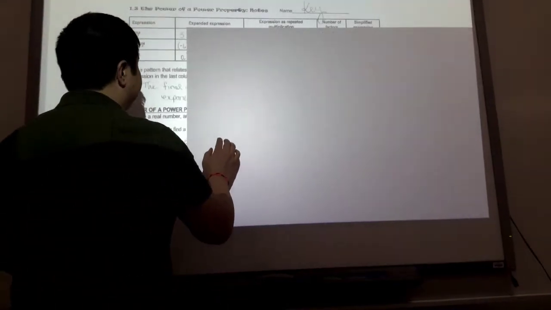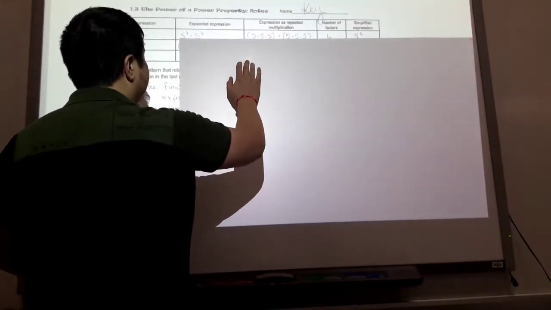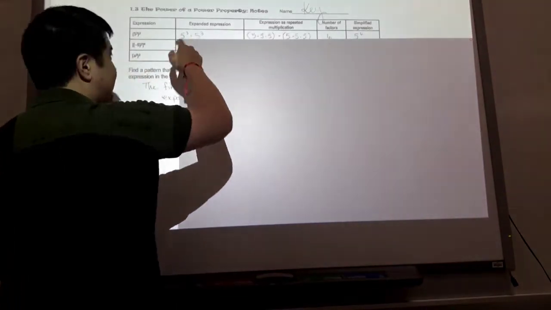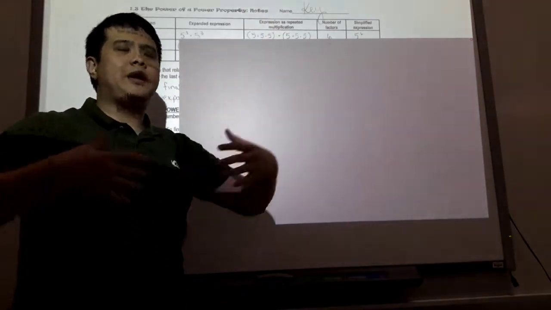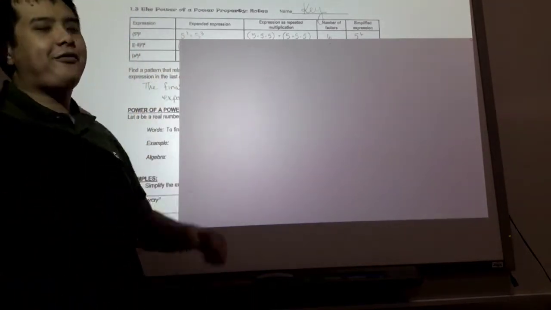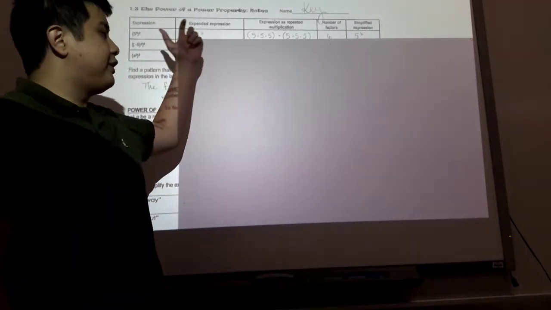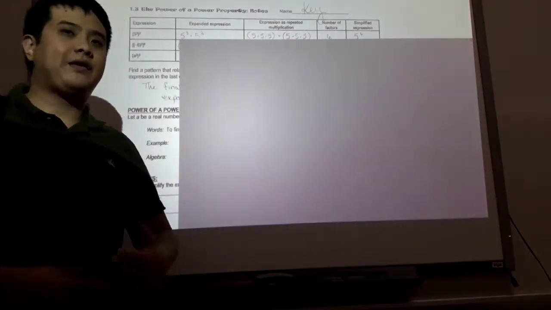So that is 5 to the third times 5 to the third. Over here, we're going to spread it out so that we can see exactly what is going on inside that. So we're going to expand 5 to the third in both of these factors. So it's 5 times 5 times 5 times 5 times 5 times 5.